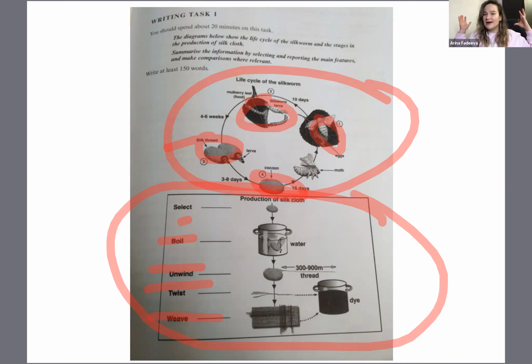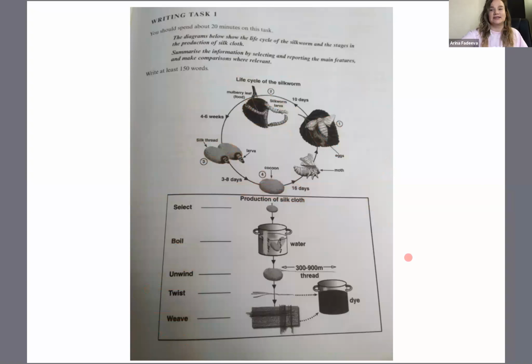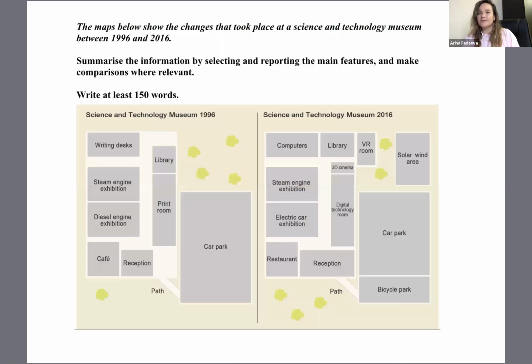Just change these verbs into passive voice. Is selected, is boiled, is unwound, is twisted, and so on. Just change it, and it's pretty easy. This description is pretty easy, but again, it depends. If you've never practiced it, do this.